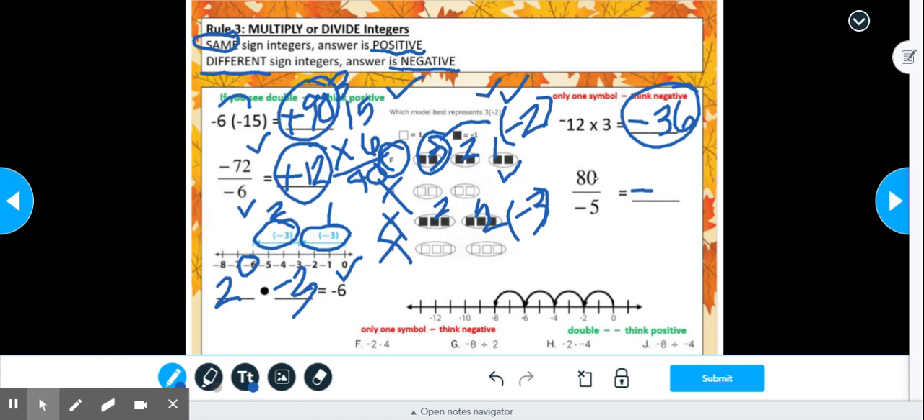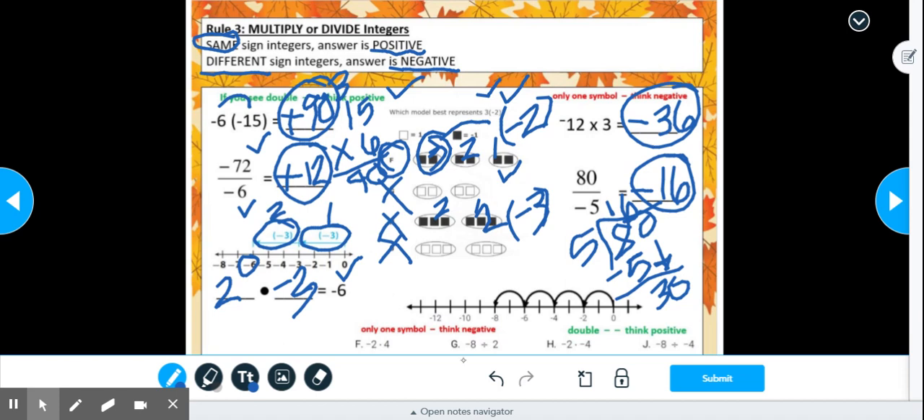And then 80 divided by 5. So 10 times 5 is 50. 11 times 5, we're going to be a little bit over. So let's divide it out. So 5 divides into 8 one time. 1 times 5. Going through our division process. And bring your remainder down. And then 5 divides into 30 6 times.